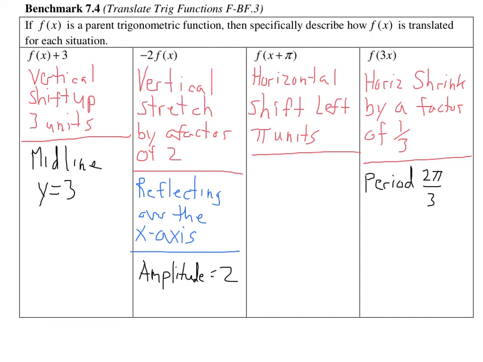So that's why I need to change this. Instead of just trigonometric, I should have said sinusoidal, meaning sine or cosine graphs, because these two answers would be different if it was tangent. So we're going to focus on sine and cosine in this particular situation.